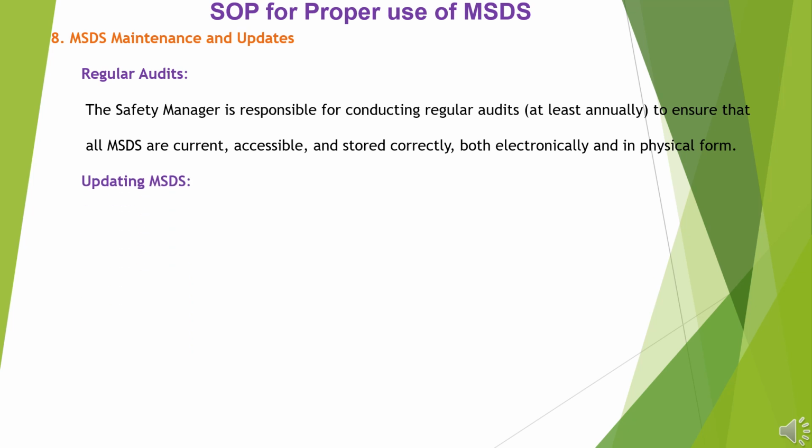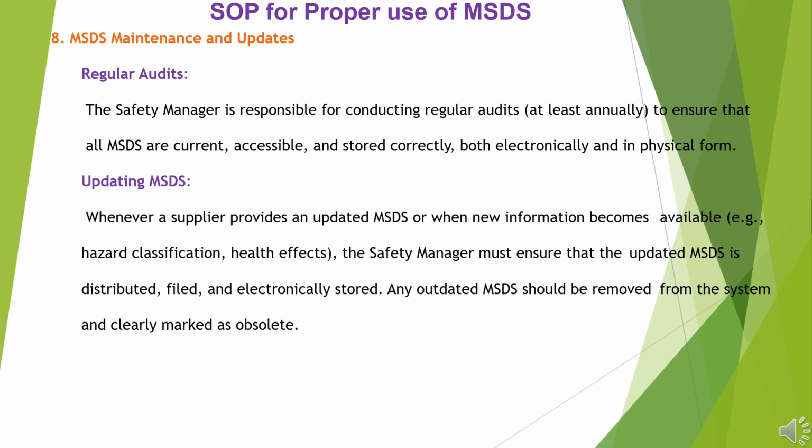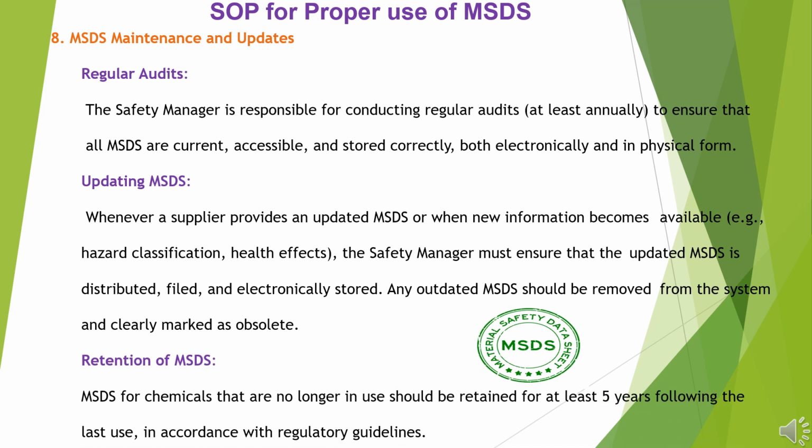Updating MSDS. Whenever a supplier provides an updated MSDS or when new information becomes available, e.g. hazard classification, health effects, the safety manager must ensure that the updated MSDS is distributed, filed, and electronically stored. Any outdated MSDS should be removed from the system and clearly marked as obsolete. Retention of MSDS. MSDS for chemicals that are no longer in use should be retained for at least 5 years following the last use, in accordance with regulatory guidelines.